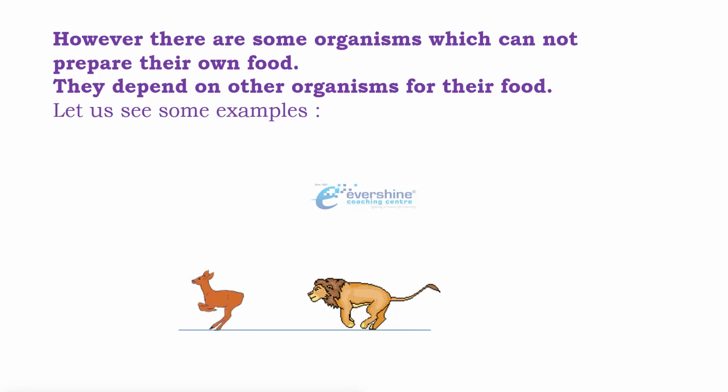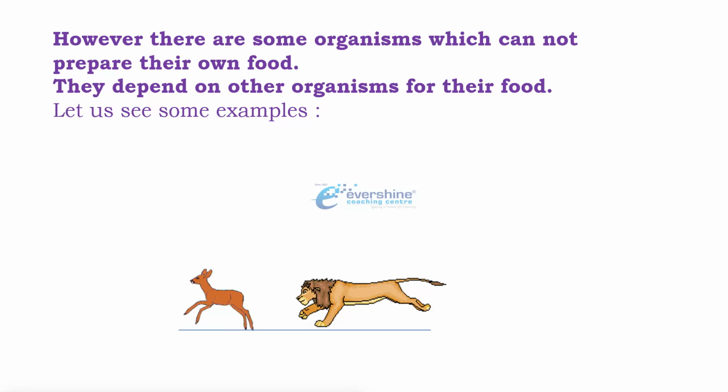I am not just giving an example of a deer. It's not only deer that is the food for the lion. Anything. It shows that some organisms are depending on others for their food. If they want to be alive, once they eat the other organisms, then they are alive.